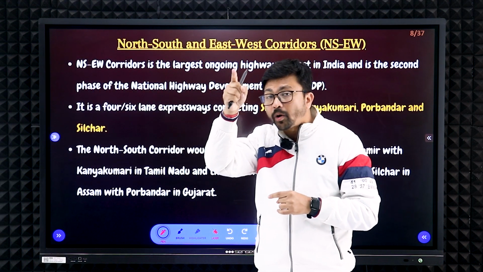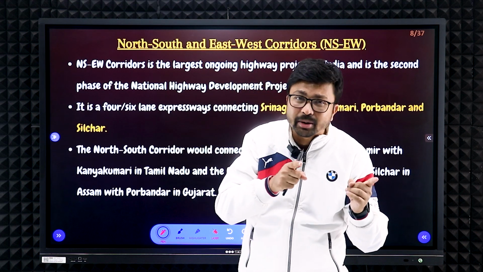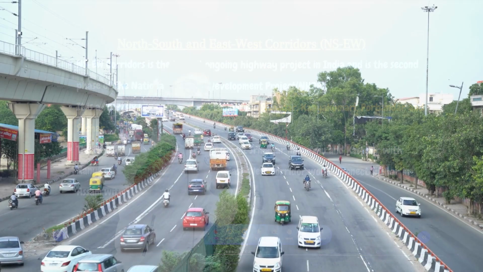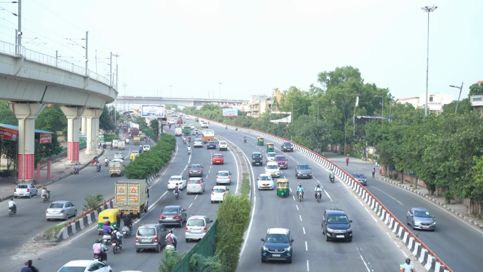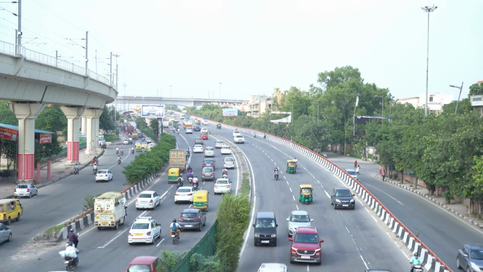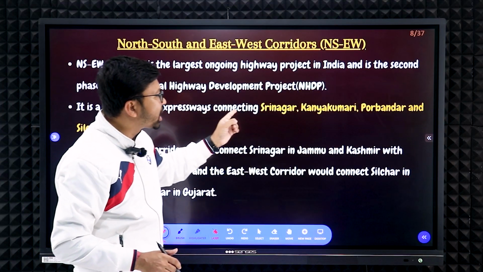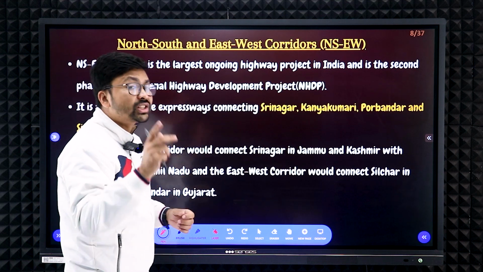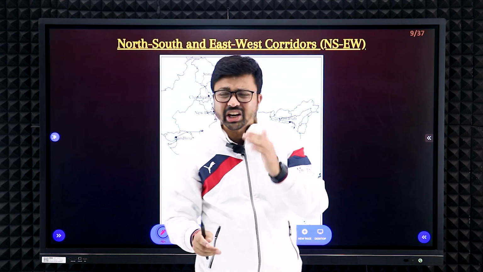Similarly, the northernmost point, the southernmost point, the easternmost point and the westernmost point are to be connected with 6-lane, very high quality roads. So that is called the North-South and East-West corridor. Here you need to remember North-South connects Srinagar to Kanyakumari, and the East-West corridor connects Porbandar to Silchar.